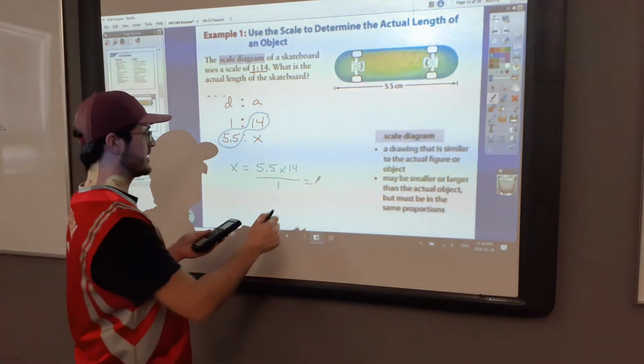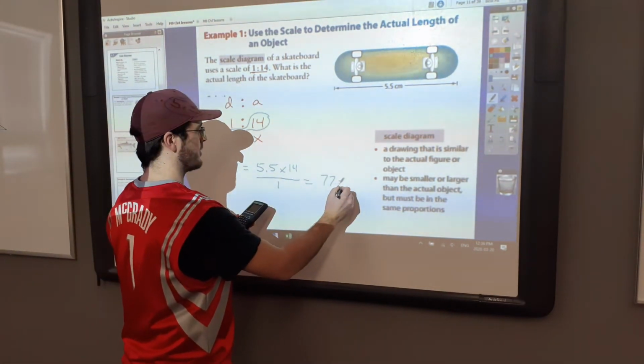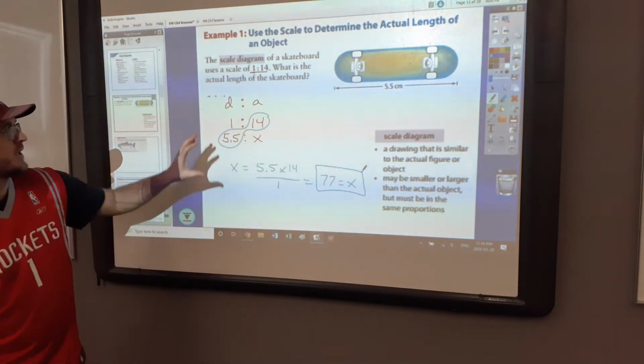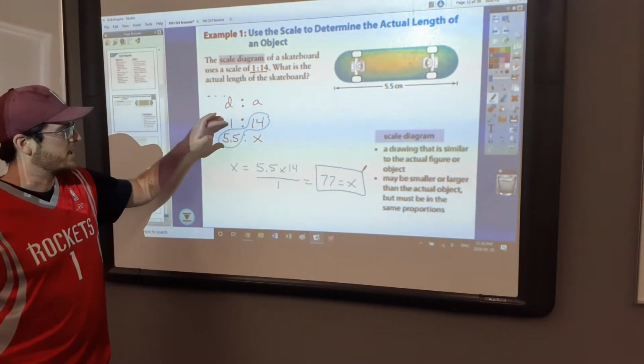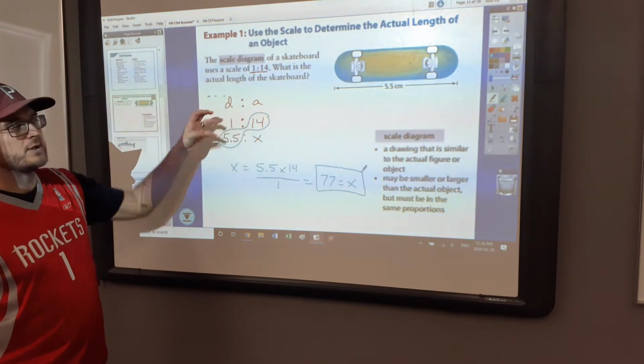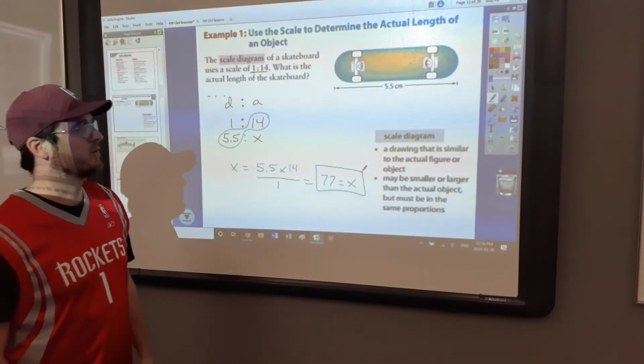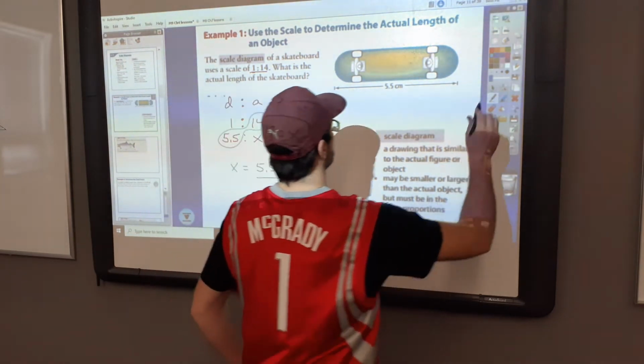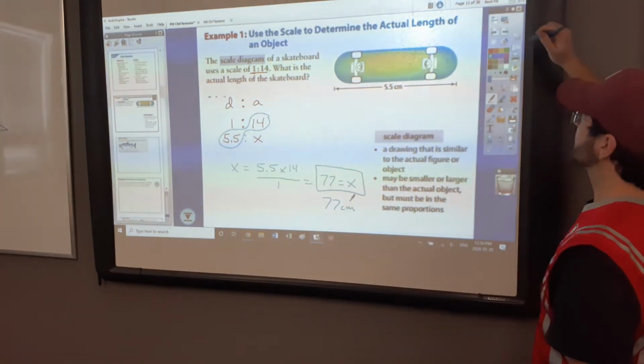I think this is by far the easiest way. Students typically prefer doing the cross multiply and divide way. I like it as well because as long as you set it up properly and you have diagram, actual, you can't mess it up. You just cross multiply and divide. So the actual size in this case would be 77 centimeters. Okay.